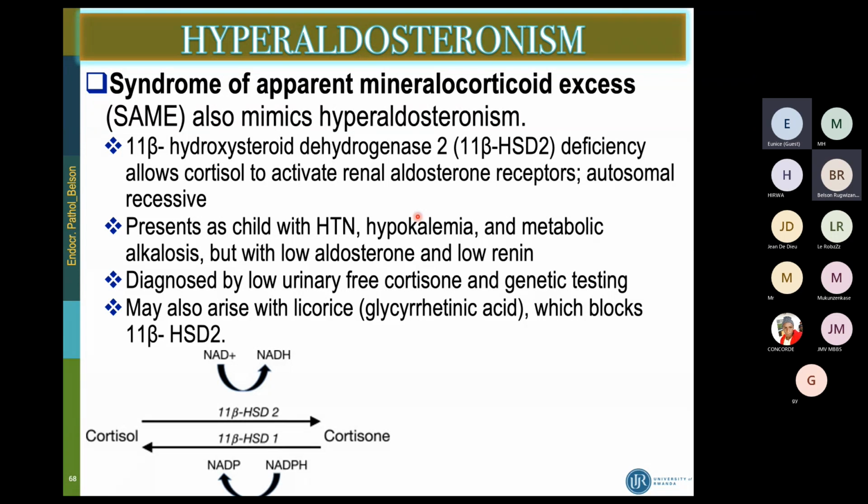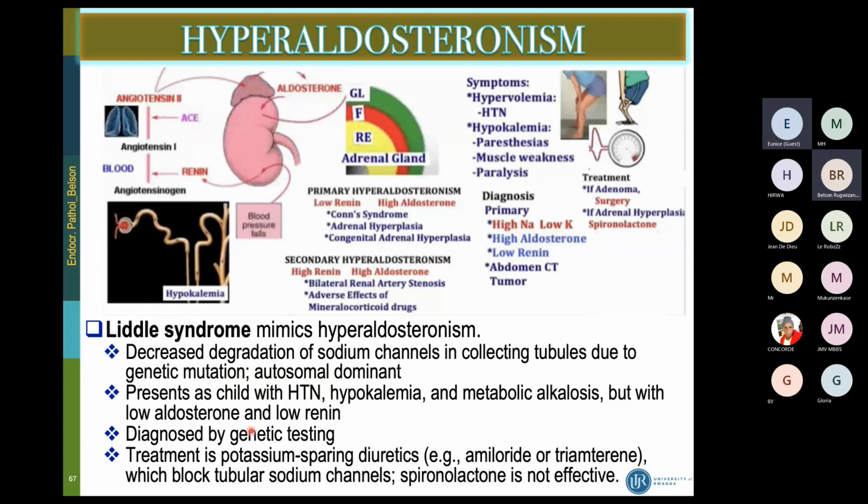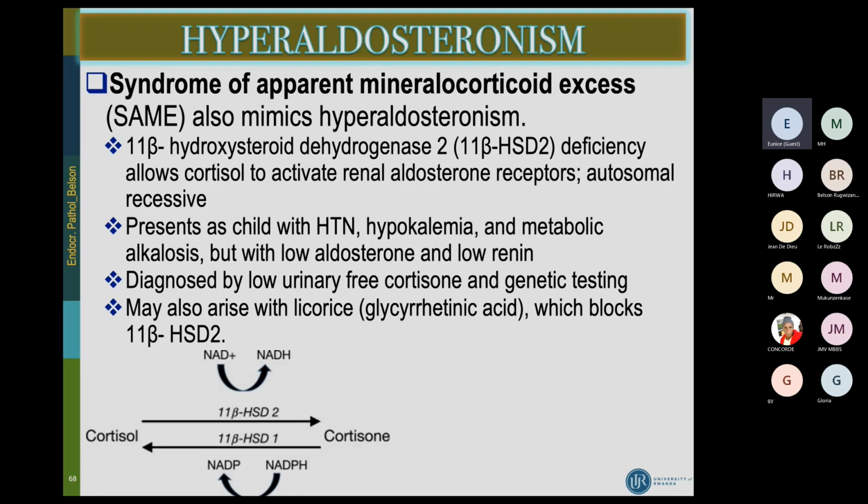So again, this presents within childhood, with hypertension, hypokalemia, and metabolic alkalosis, but with low aldosterone and low renin. So you understand that the signs here are almost the same as in this case here. So this is diagnosed by raw urine-free cortisone and genetic testing. So this diagram is showing that cortisol is converted to cortisone by these enzymes and vice versa.